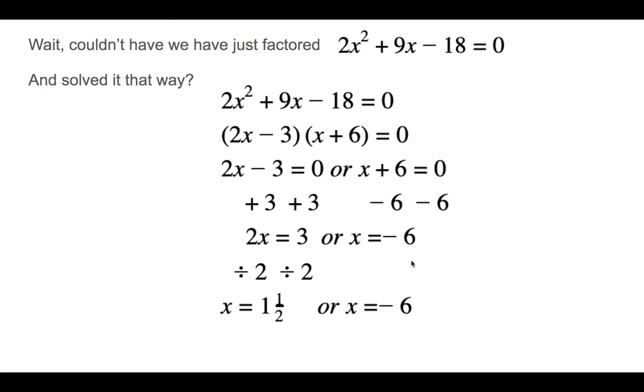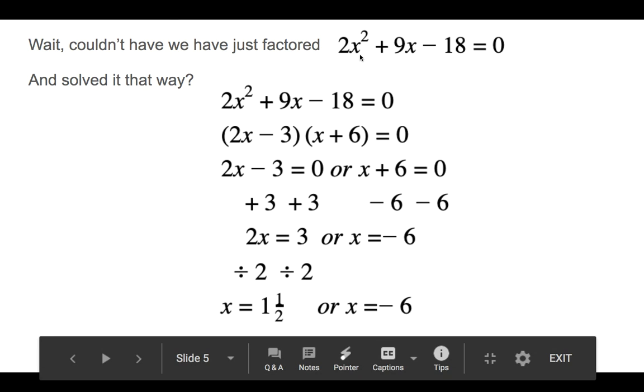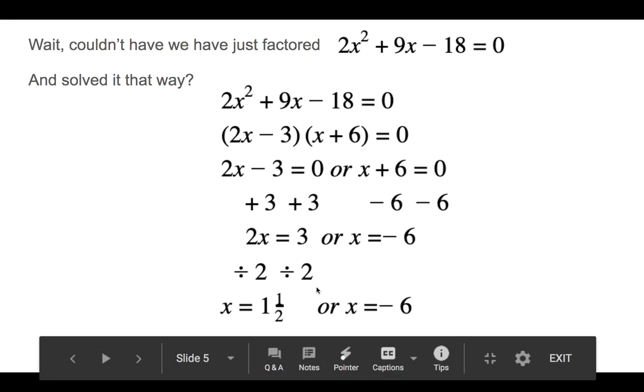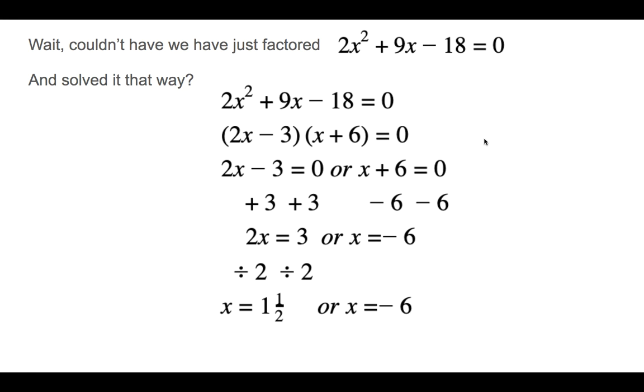So why couldn't we have just factored this? Couldn't we have just broken this into its factors like here and then set them both equal to 0 and solved it like when we learned how to solve by factoring? Aren't we going to get 1.5 and negative 6 when we do it that way? Yes, in fact, this is the same problem we did earlier by factoring, so we could actually do it the other way. We are learning different techniques to do the same kind of work, and for different types of quadratic equations, sometimes one is easier to use than the other.